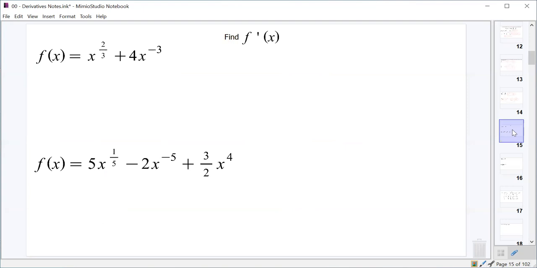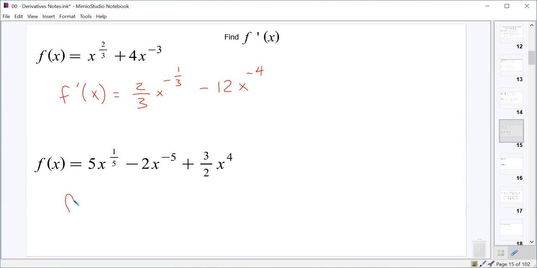Well, we'll find a couple more derivatives here. F prime of x for this first one. X to the 2/3 should become 2/3 x, and then we will drop 2/3 by 1. So that'll give us negative 1/3. And then for the plus 4x to the negative 3, we should get minus 12x to the negative 3 minus 1, to the negative 4.